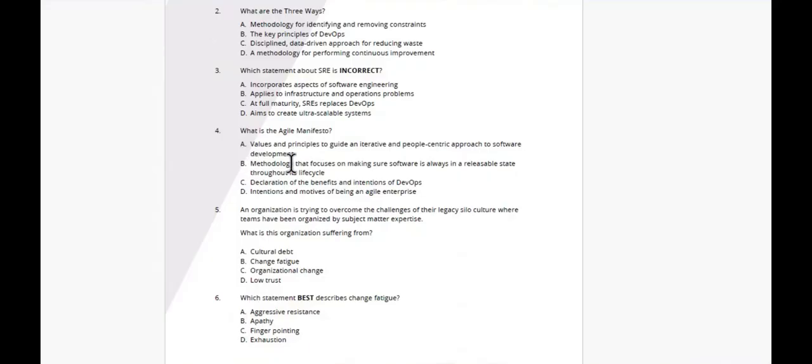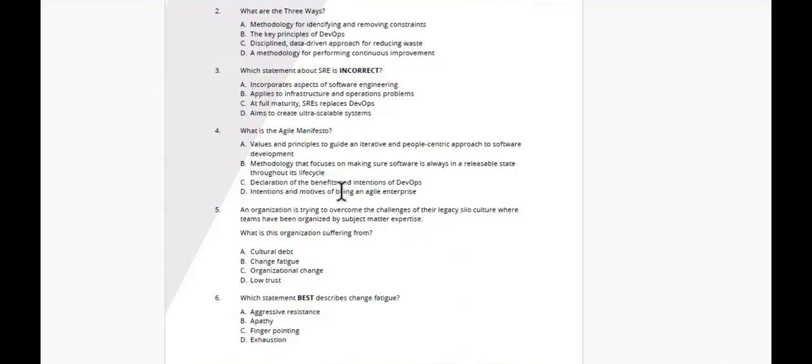B, methodology that focuses on making sure software is always in a releasable state throughout the life cycle. That sounds more like a definition of continuous delivery, not agile. So I would say not B. C, declaration of the benefits and intentions of DevOps. No, it doesn't have anything to do with that. DevOps is related to, but not the same as Agile.